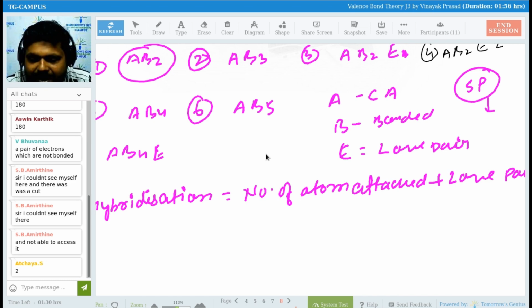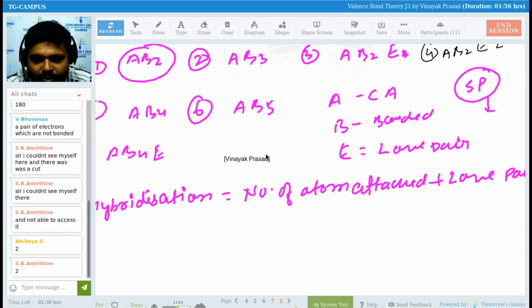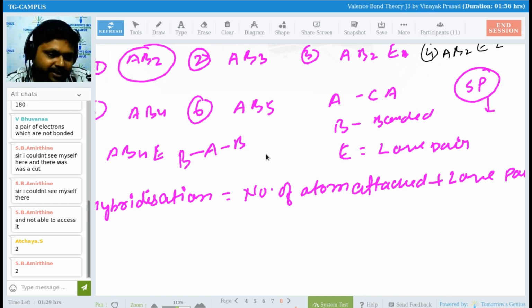AB2 type means what? The number of atoms that are attached. A is the central atom. And B can be either this or this, right? So two atoms are attached to this A, right? So the number of atoms attached is 2, right? Everyone clear now? So now, let's suppose the number of atoms is 2, getting my point?